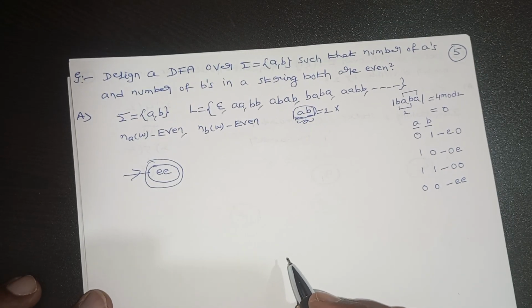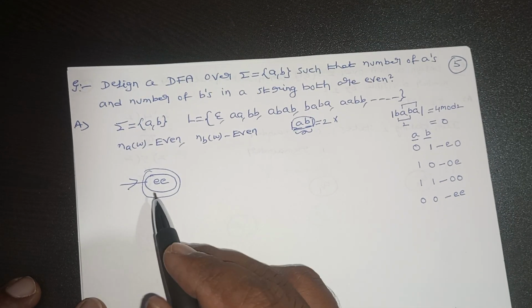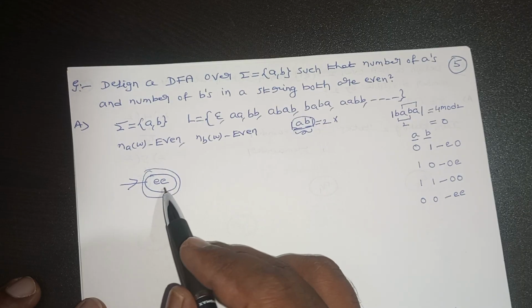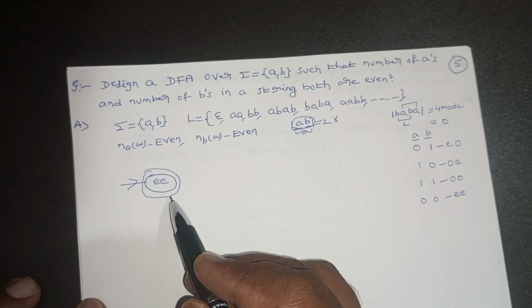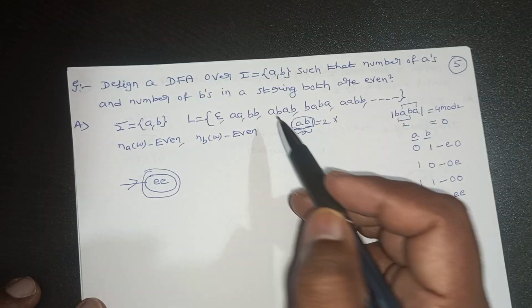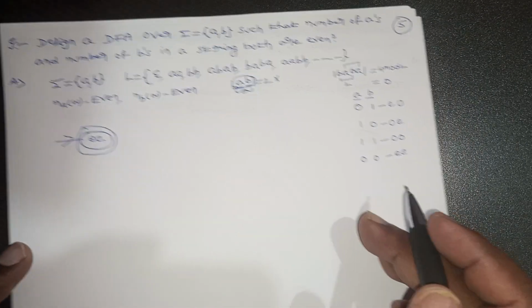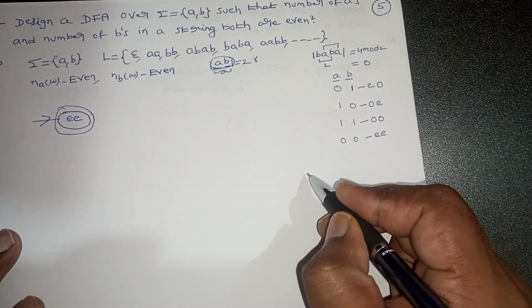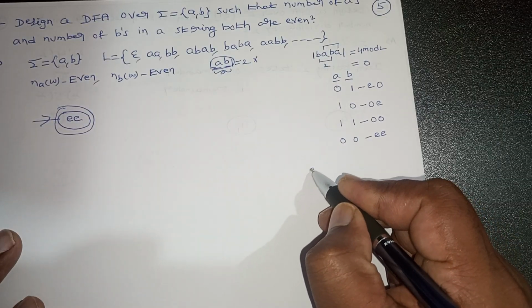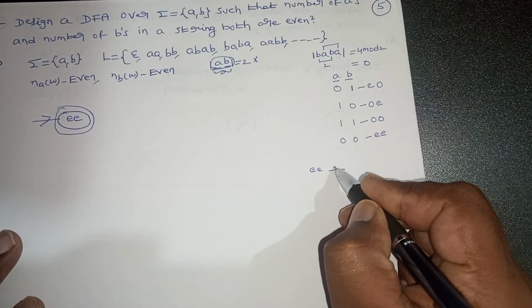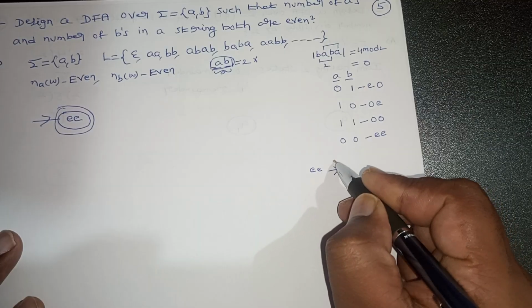Okay, now what is the convention? I have to form the edges: EE on A, EE on B. Okay, now you write like this. From the state EE, I have to form the edge on A.